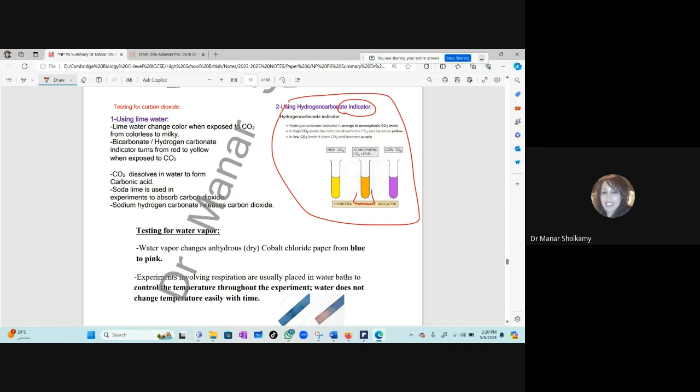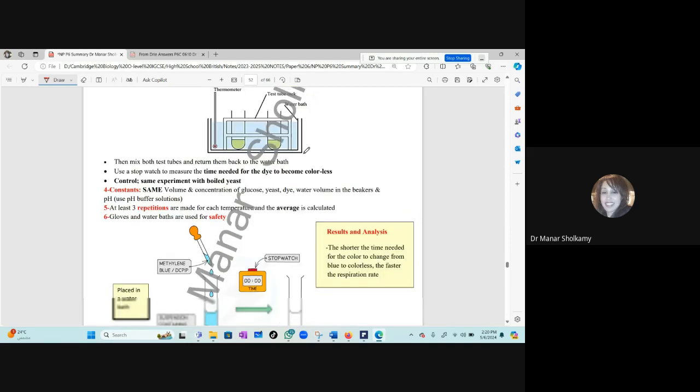What else? Hydrogen carbonate. You need to know the colors. Hydrogen carbonate is an indicator that measures the percentage of CO2 in liquids. If it is orange, then we have an average amount of CO2. High CO2, it becomes yellow. Low CO2, it becomes purple. So memorize the numbers.